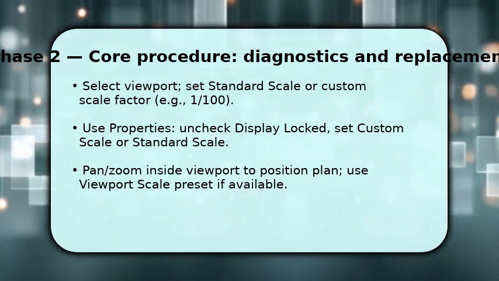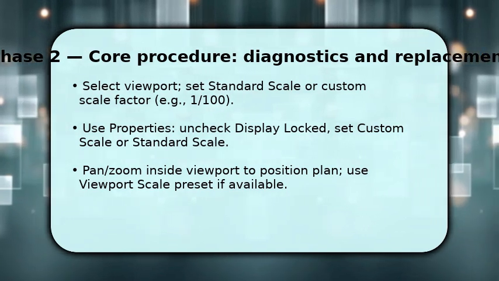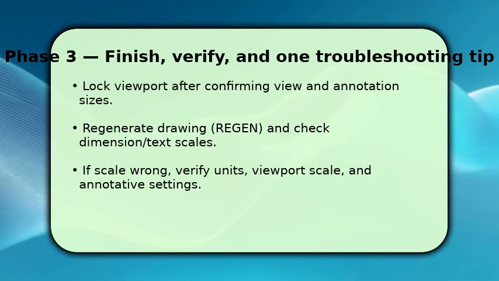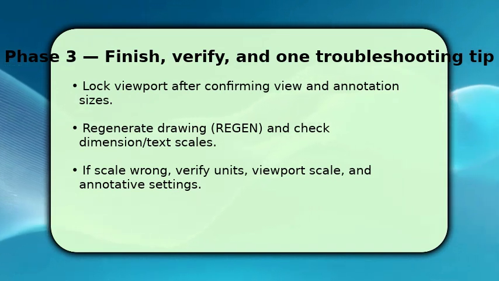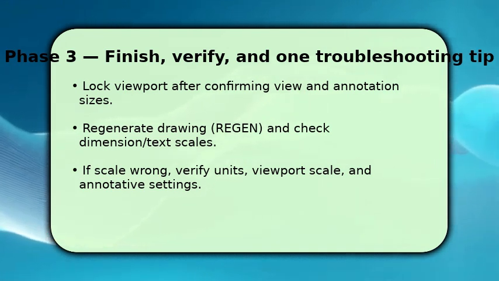Finish by locking the viewport once your view and annotation sizes are correct. This avoids accidental pans. Then run region and inspect dimensions, text, and hatch scales to ensure everything reads at the intended size. If something looks wrong, check units first.